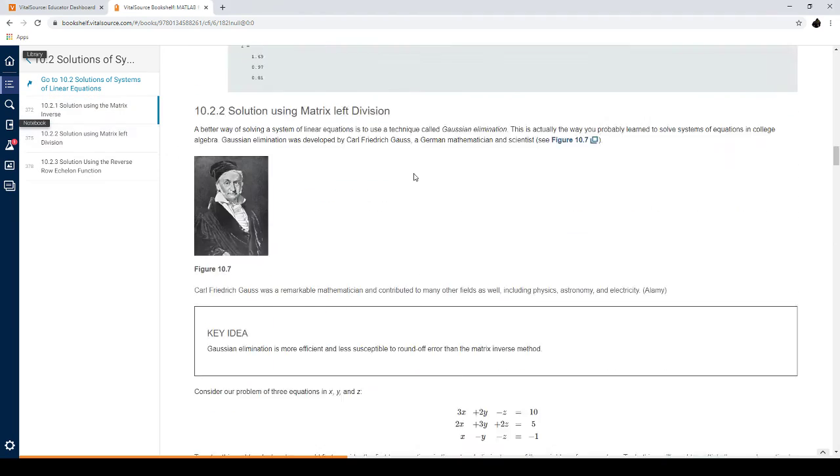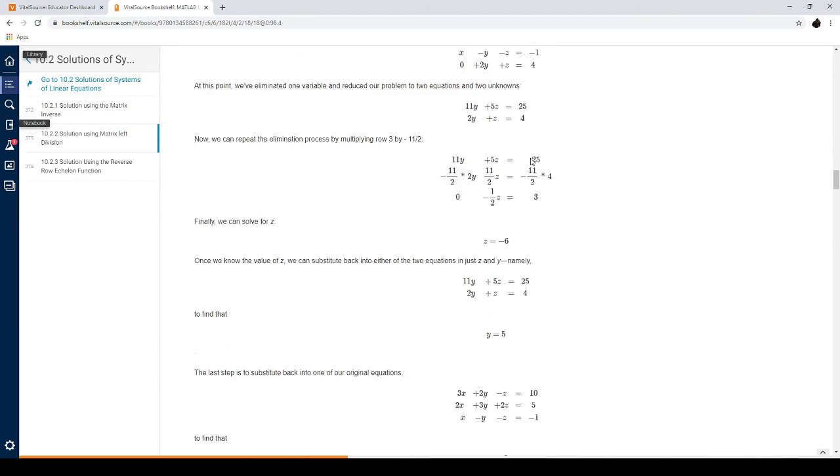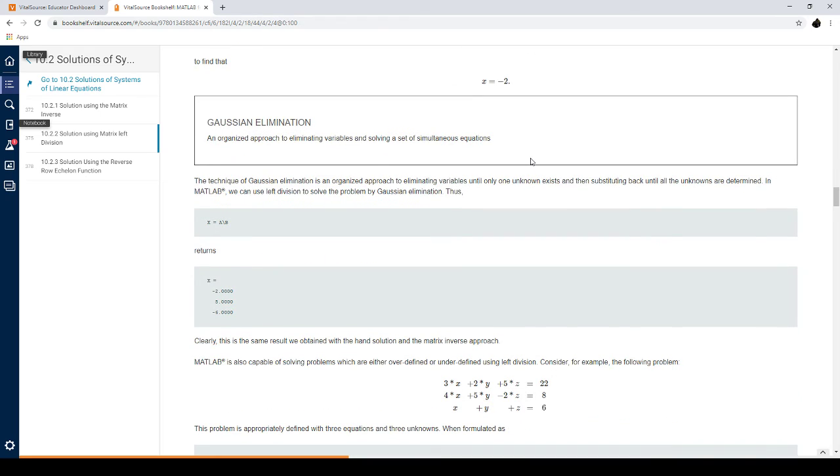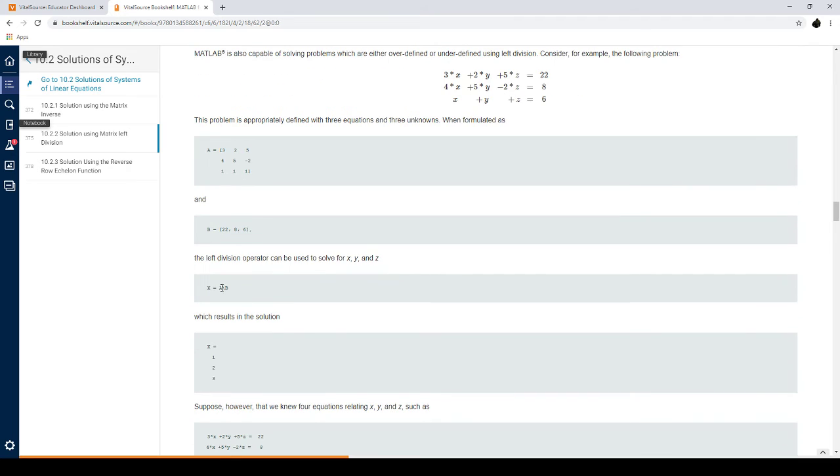But this is matrix left division, just so we go back to that really fast. I think that's the one where you divide it out. Let me see. Yeah, it was this. It's the one where you divide it out.